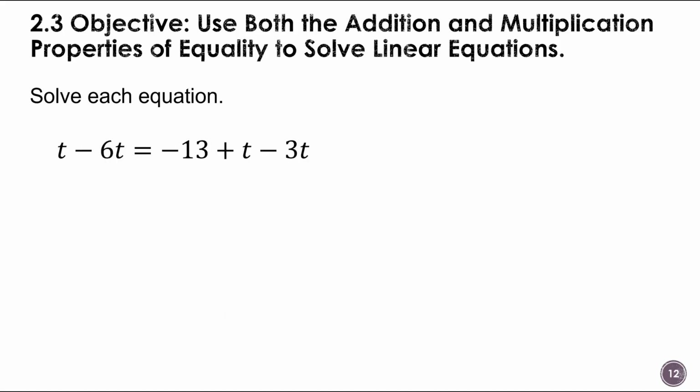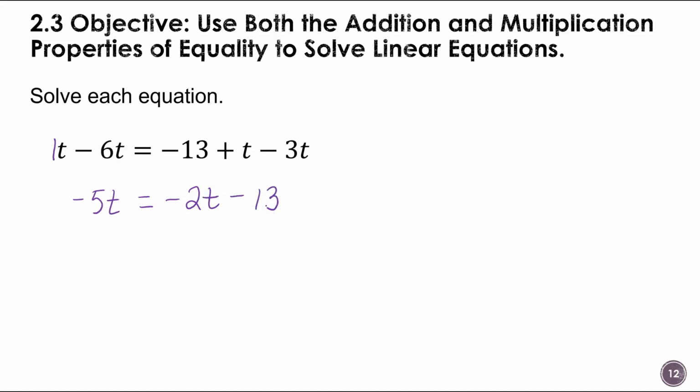All right, so one more time we're going to solve this equation, and we're going to start out by simplifying. On both sides we have some like terms. So this is 1 and negative 6. So 1 plus negative 6 is negative 5t. I'm going to keep the negative 13. Actually, I'm going to put the t first. And I have t, a 1t minus 3t. So that leaves me with negative 2t minus 13.